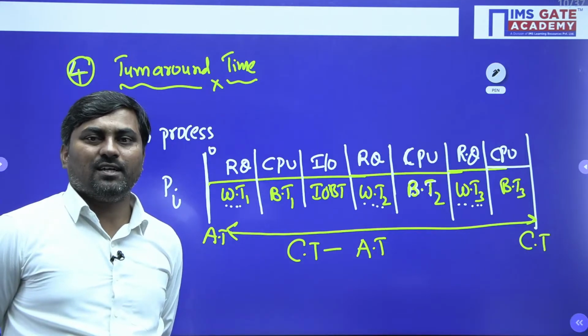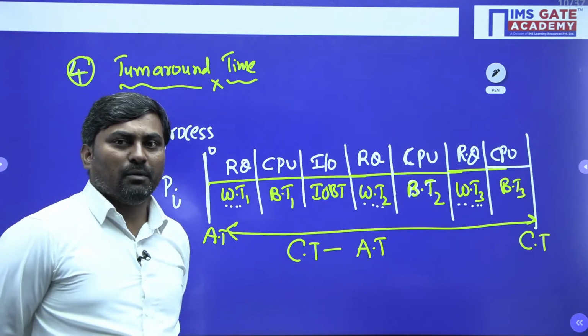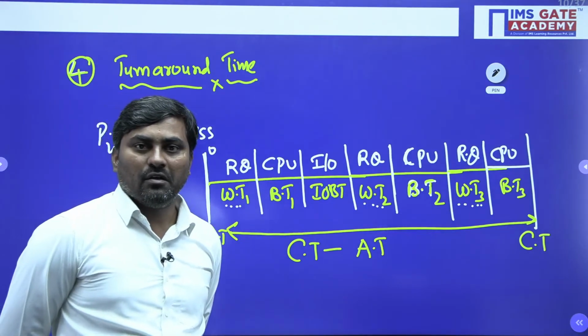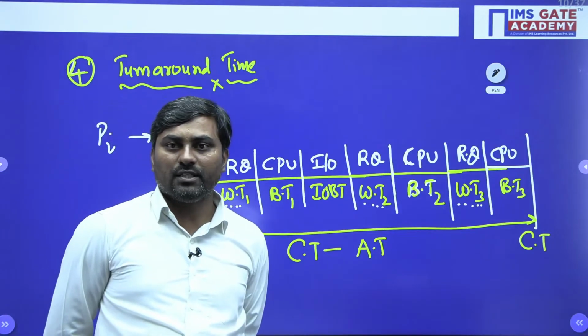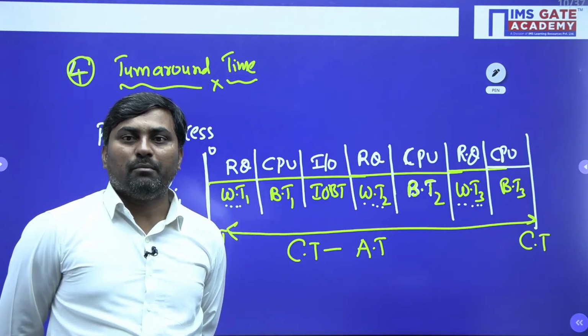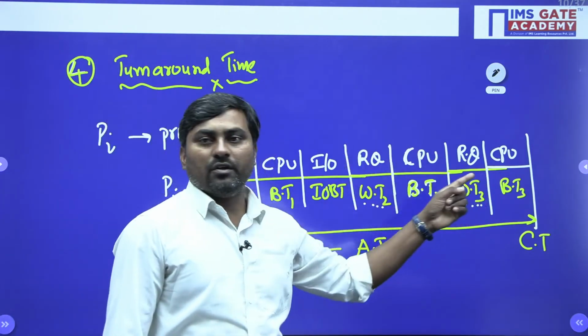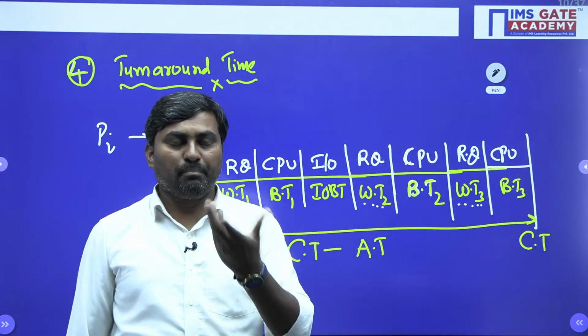Give the expression at least. How to get the waiting time of a process? You want to take the summation of all the waiting times: waiting time 1 plus waiting time 2 plus waiting time 3 plus waiting time 4, like this. But sometimes a process may go from ready to running state and running to ready state many times. A process may suspend, may get preempted.